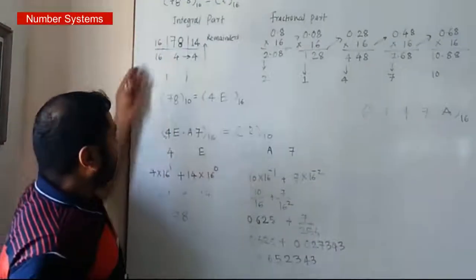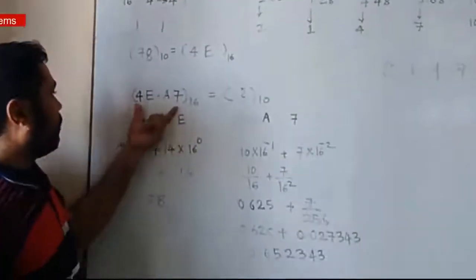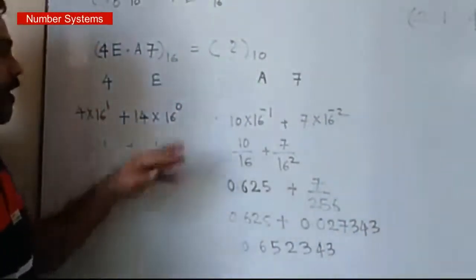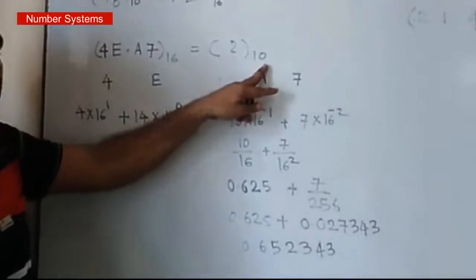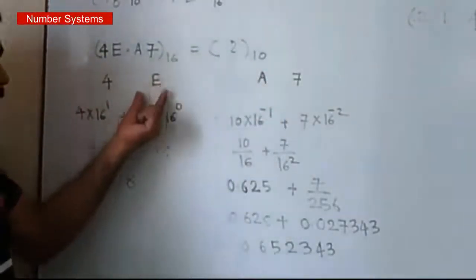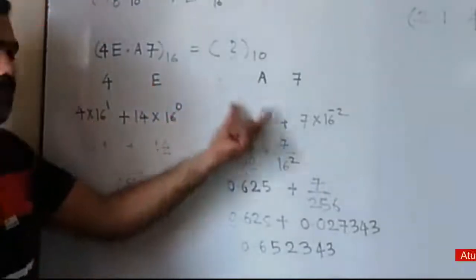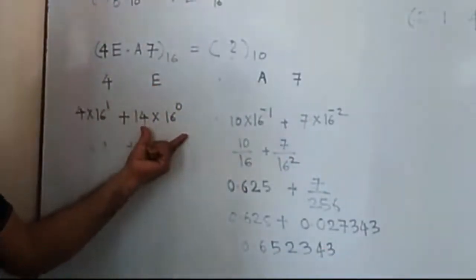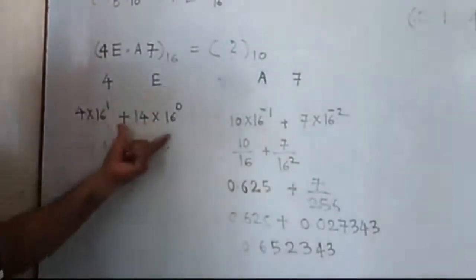Now moving to reverse conversion. Suppose a hexadecimal number is given, 4E.A7, and it has to be converted into decimal. Then we have to write it in the same form. Then the unit places of the digits have to be mentioned here, the same as done in binary to decimal. The same thing is done here.